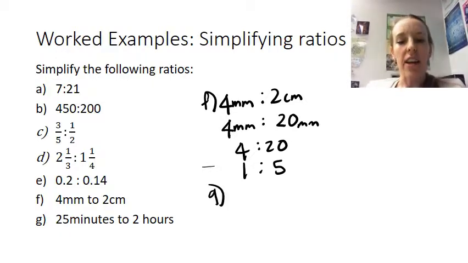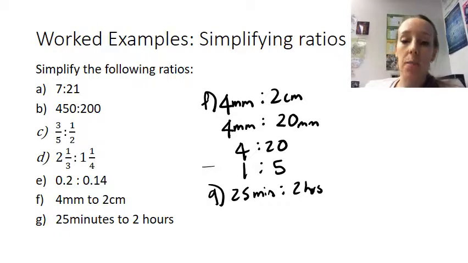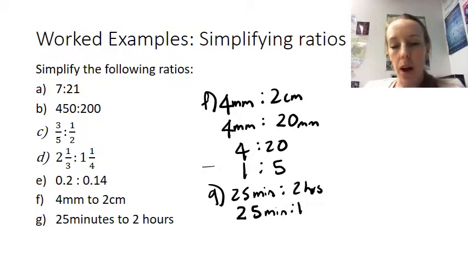Okay, anyway, G. So this one we've got 25 minutes is to 2 hours. So again, we've got 2 different units. I'm going to convert the 2 hours to minutes, just so it's in the smaller unit and they're the same. So it's 25 minutes is to 120 minutes. So that's 25 to 120.